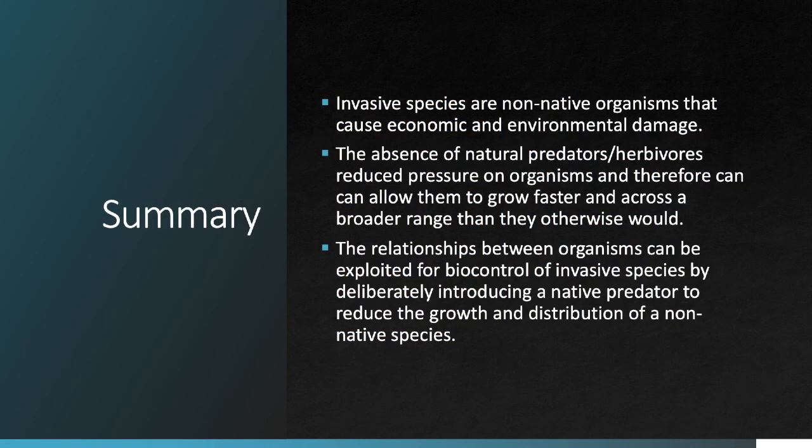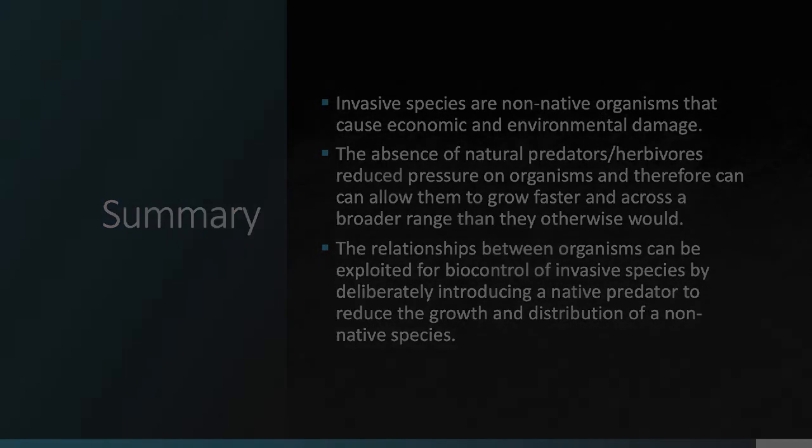To summarize, we know that invasive species are non-native organisms that can cause economic and/or environmental damage. One reason why these species can grow so quickly is sometimes the absence of natural predators or herbivores. Without these natural checks on growth, these organisms can grow faster and expand to encompass a broader range than would otherwise be possible. In biocontrol, the idea is to introduce some of these natural checks on organism growth in the hopes of reducing the impacts of these non-native species on the native species and the natural ecosystems in an area. The tamarisk example is a case where this actually worked pretty well, and there are other cases where it also has been successful.